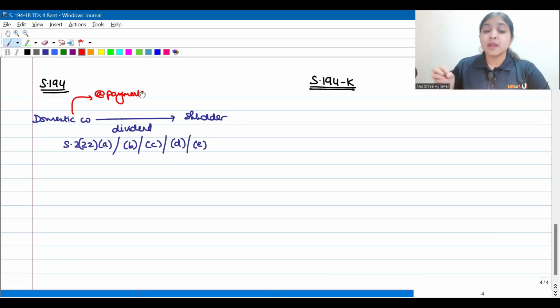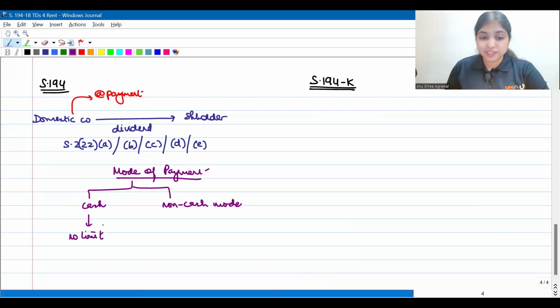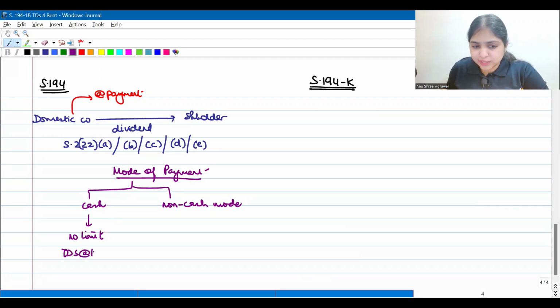They will deduct tax. Now see, we will always check here what is the mode of payment. How is the company paying this dividend to the shareholder? Is the mode of payment cash, or is the mode of payment any other non-cash mode? If the mode of payment is cash, then there is no limit. Irrespective of how much dividend is being paid, TDS will apply at the rate of 10%. Even if it's a small amount of dividend, still TDS at the rate of 10% will apply if the mode of payment is cash.